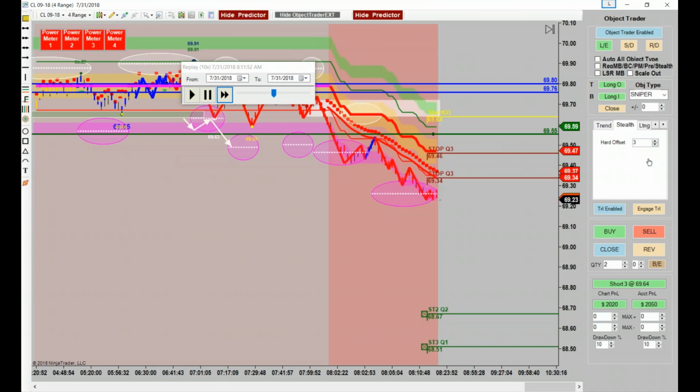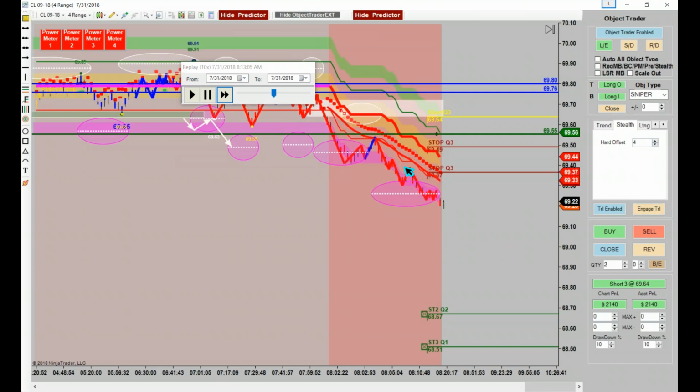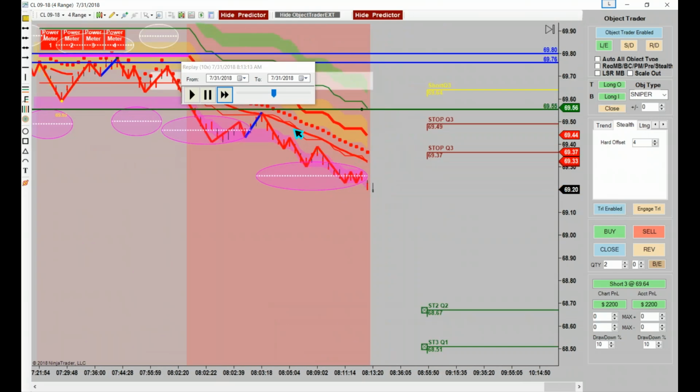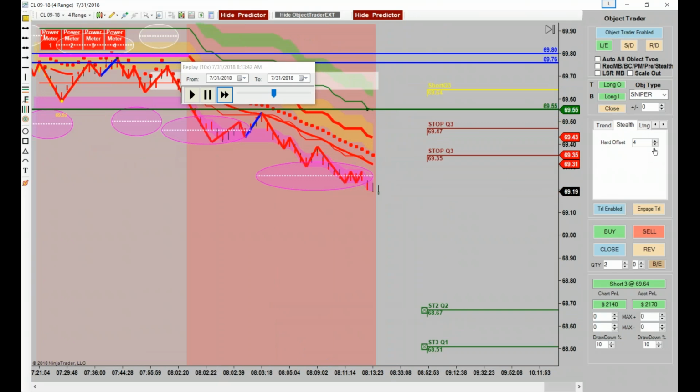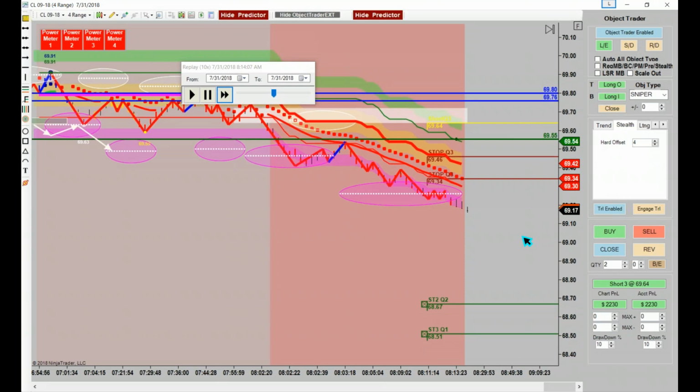You know, like if I want to back it, whoop, that's the wrong direction. Let's back it the other way. No, back it the other way. There we go. And then engage. And then that way you can follow stealth a little bit more. You know, instead of right with stealth, you can offset it a little bit. See how I offset it by 4 ticks? And then this won't even stop me out until stealth actually gets crossed.